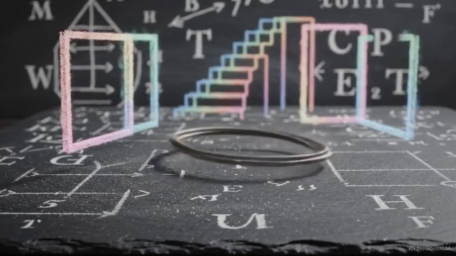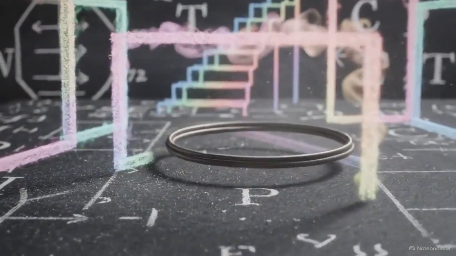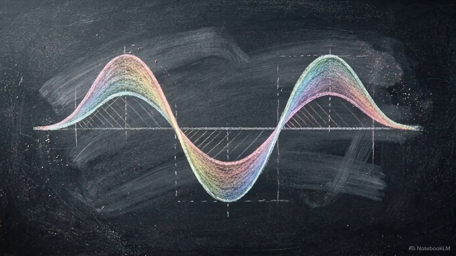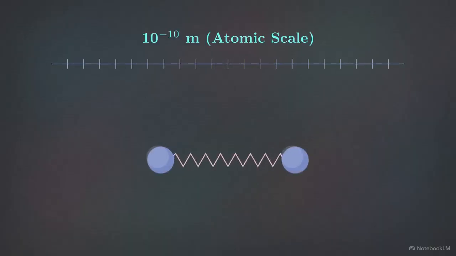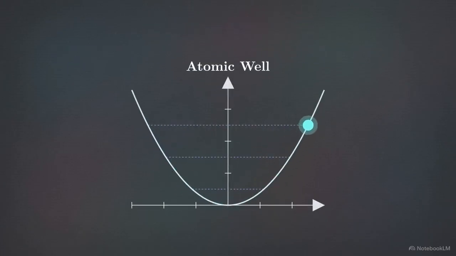If you pull a guitar string sideways and let it go, the restoring force pulls it back. It overshoots, returns, and oscillates. This is what we call simple harmonic motion. Now, shrink that down to the atomic scale. Think of a diatomic molecule vibrating, or an electron trapped in an atomic well.